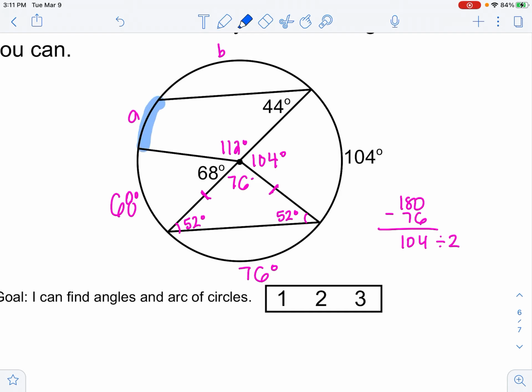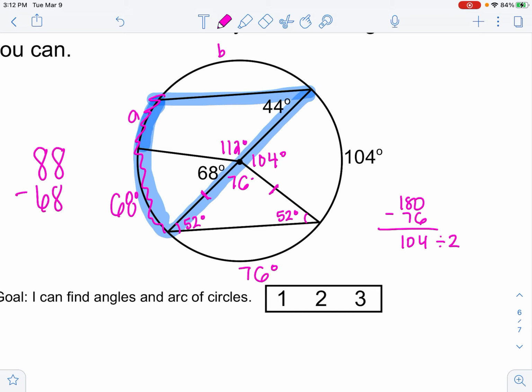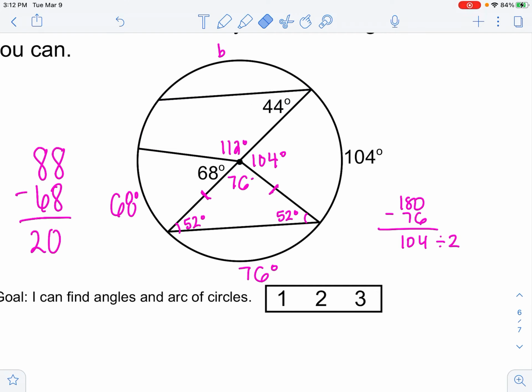All right, now I'm going to get arc A. Okay, so if you look at arc A as part of an intercepted arc. It starts right here, and then if you continue it this way, there's an intercepted arc right there. That's made by a 44-degree angle. So remember, the angle's half the measure of the intercepted arc. So I know this whole arc is double that. Double 44 is 88. So that whole big arc right there in blue is 88. I already took care of 68 of it. So I'm going to subtract 68, and I get 20. So arc A is 20 degrees.